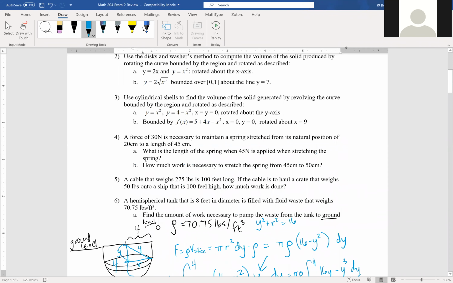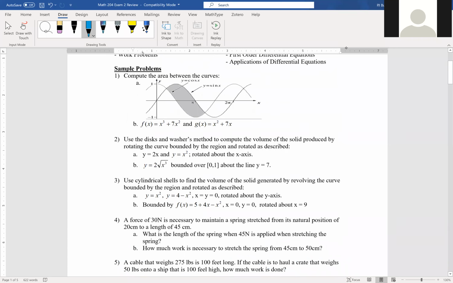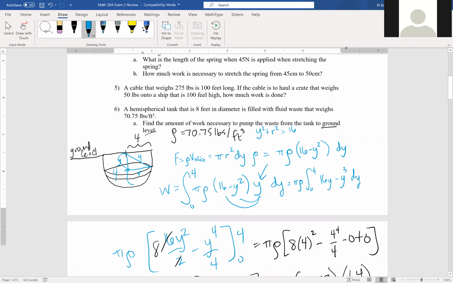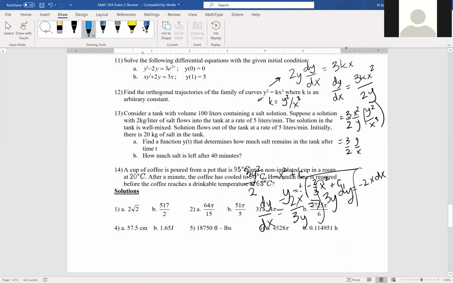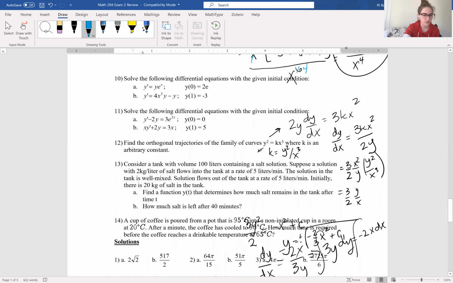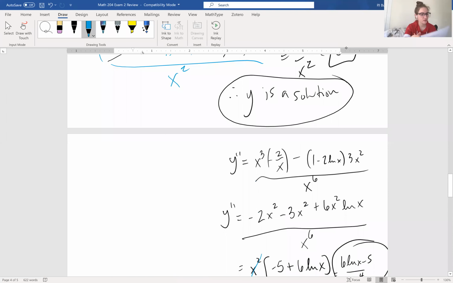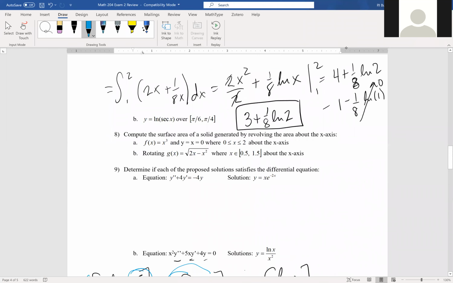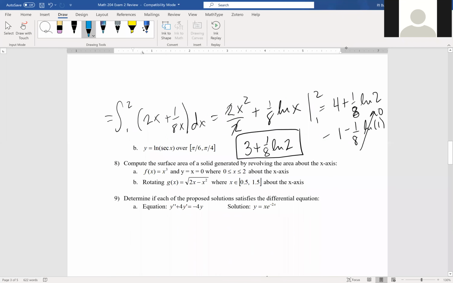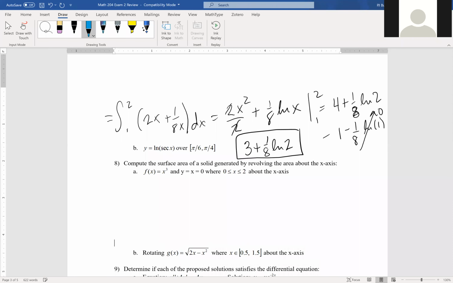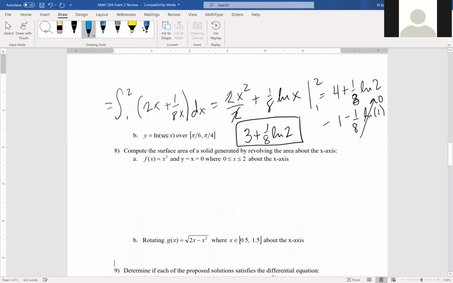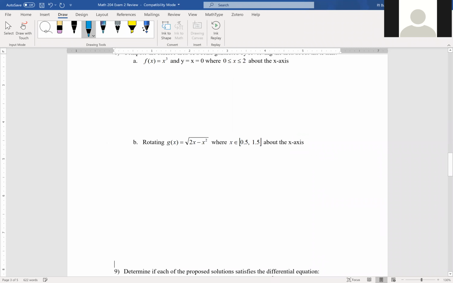All right, anything else you guys would like to see? Could we do... I think it's like some with the solid. See if I can find that. 8. Yeah, do surface area of a solid for 8. Which one? 8? Yeah. Okay, A or B? Oh, let's try B. I don't know why I just made that space for A.